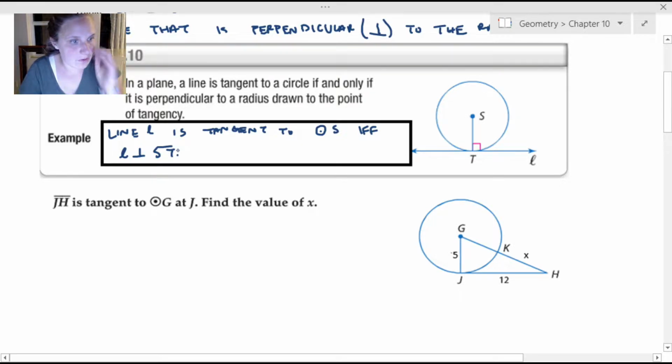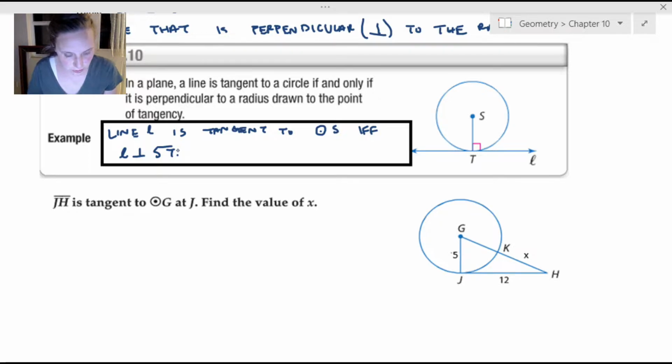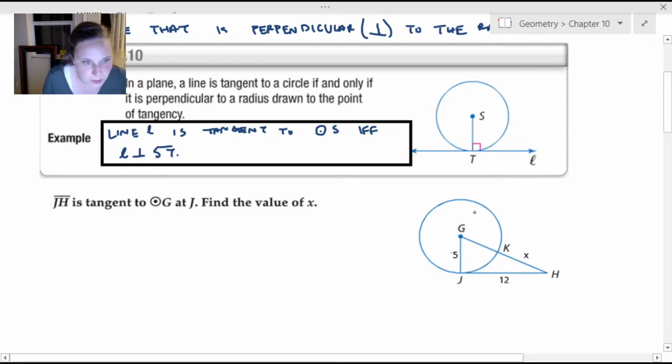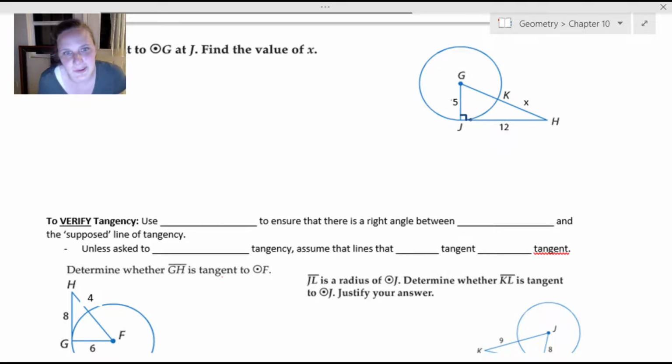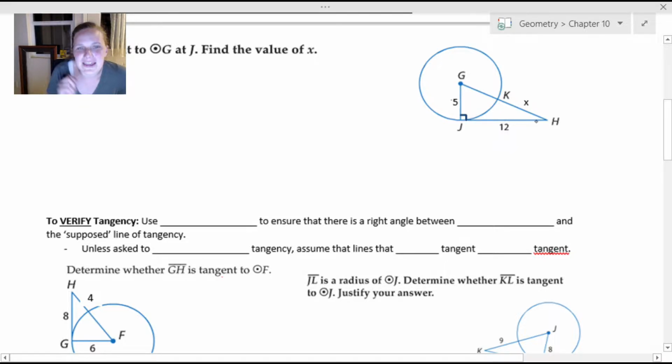All right, so if it's perpendicular, then we know that JH is tangent to circle G at J. Find the value of X. So if we know that JH is perpendicular, we know that this is creating a 90-degree angle. How would you solve for X? Did you think about it? I hope you thought, because it looks like a triangle and I've got a 90-degree angle, I can use Pythagorean theorem.